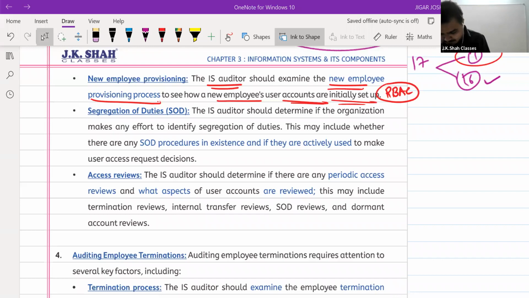Chartered accountants, just 1 minute. I'm having some technical issues. Give me 1 minute, please.